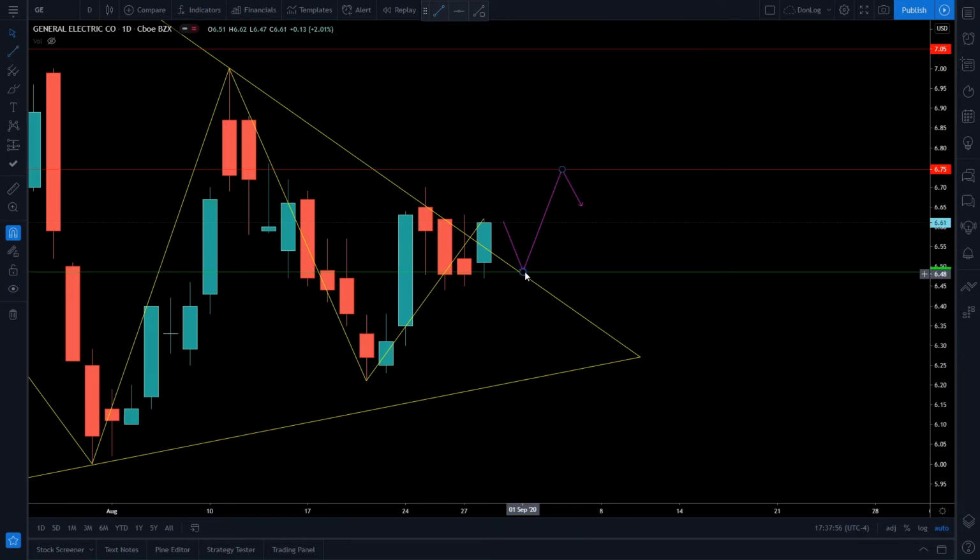So take a look. We bought down here at support. Price reversed because of all the buyers and came up with velocity. There are no other levels in here. Then price reached resistance, but it started getting sold, and so it's getting rejected at resistance. Then we take profit.